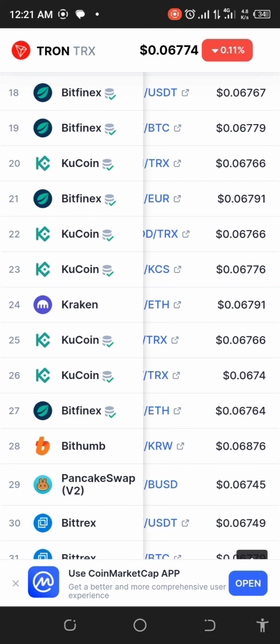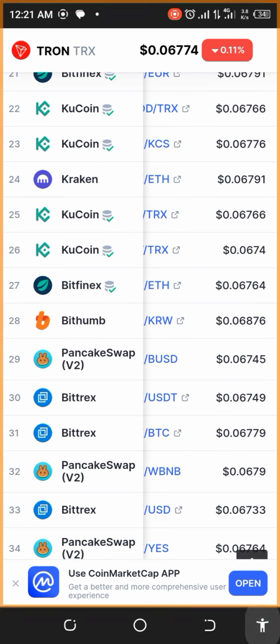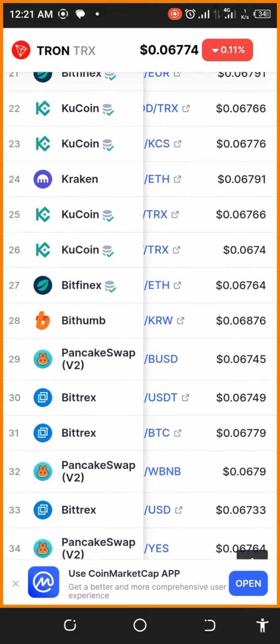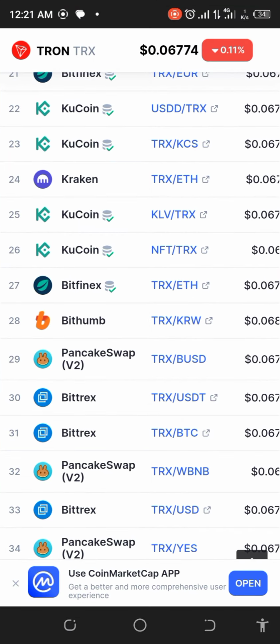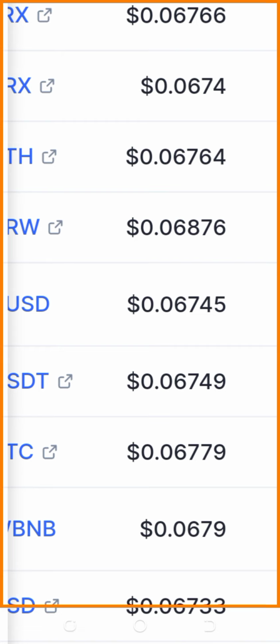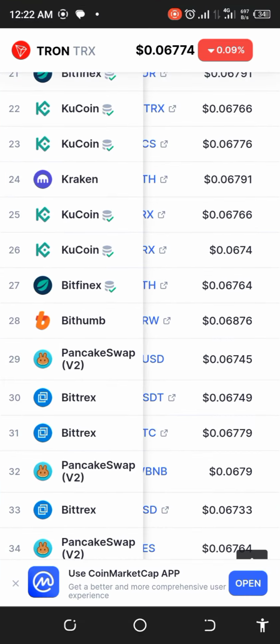Let's look at it again on other exchanges. Even PancakeSwap, which is a decentralized exchange, also has the listing, as you can see here. It has TRX/BUSD, right? It has several listings here. If I look at the price, what's the price? The price is 0.06745. Now, can you see all the different prices here?